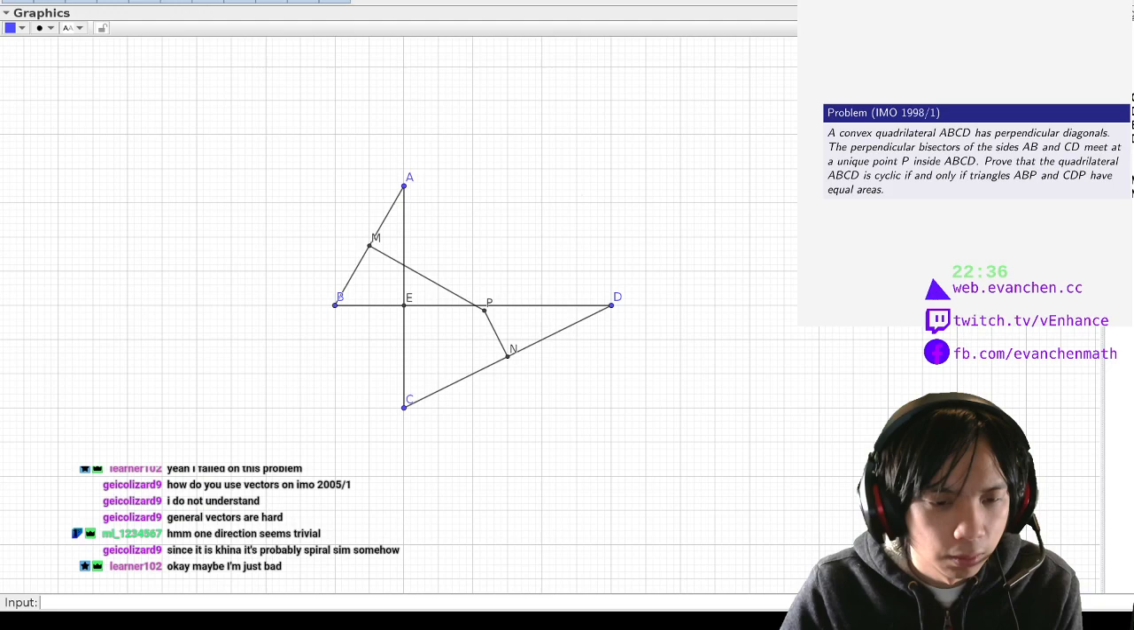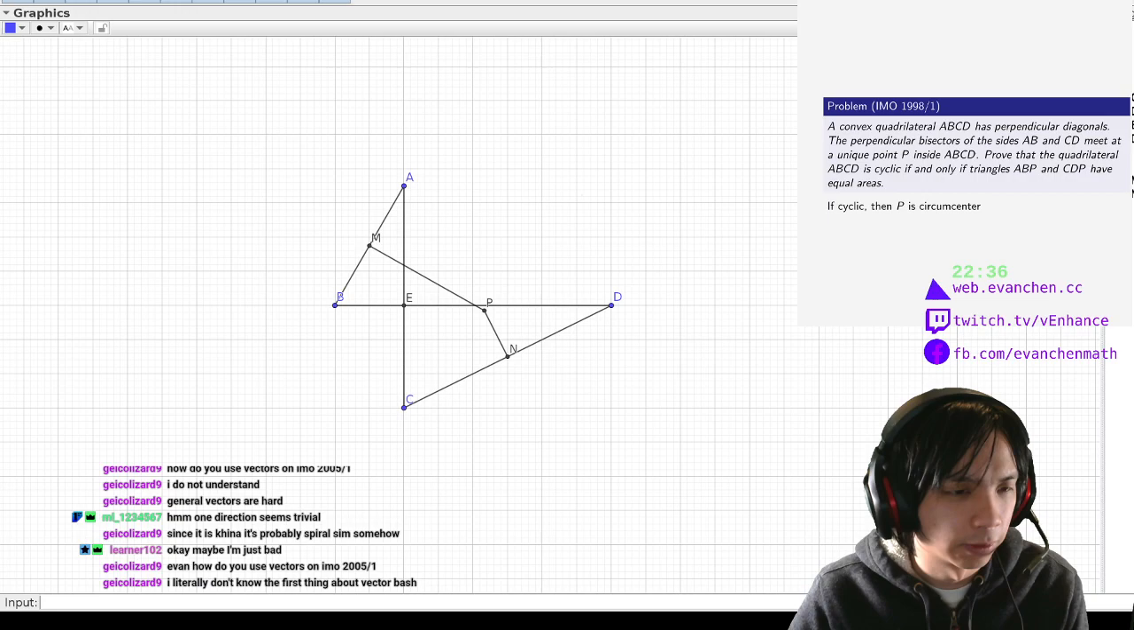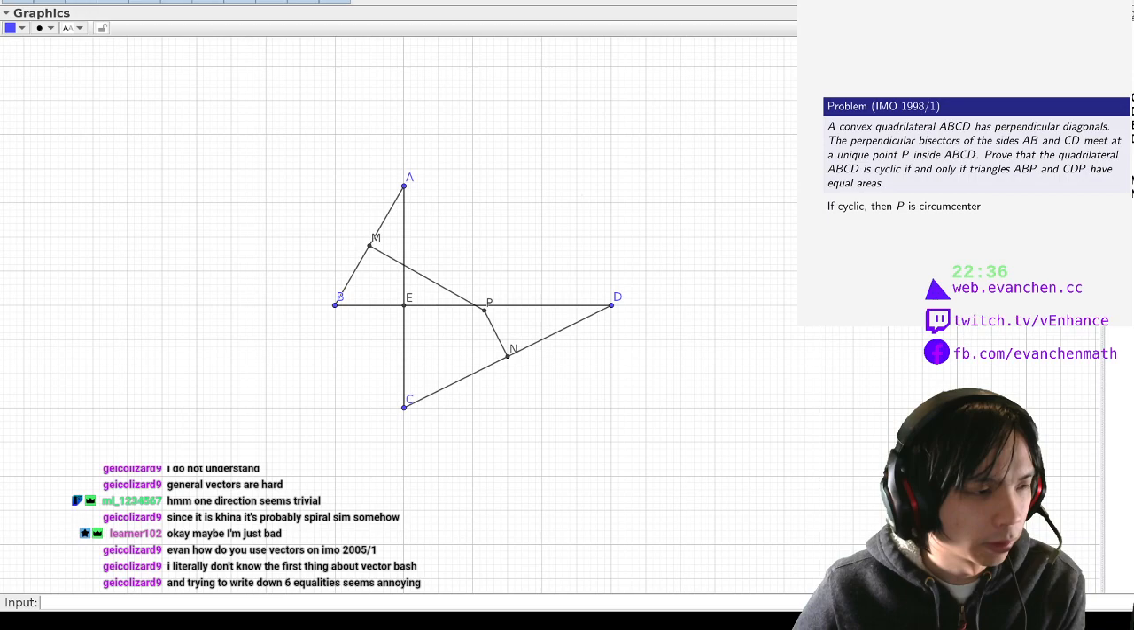He is circumcenter. Evan, how do you use vectors? I'm not sure what to say. You have 6 vectors with some 0. They are unit vectors, and 3 of them are on an equilateral triangle. You're not- No, it's not a bash. You just look at the vectors. Write down 6 equalities. Why are you writing 6 equalities? Wait, what? You have 6 vectors. They add to 0. They're each of magnitude 1.